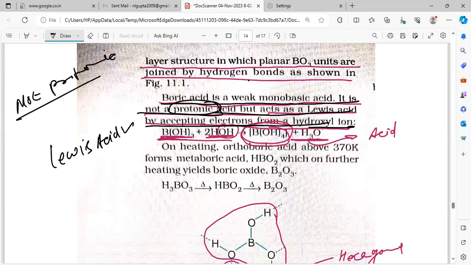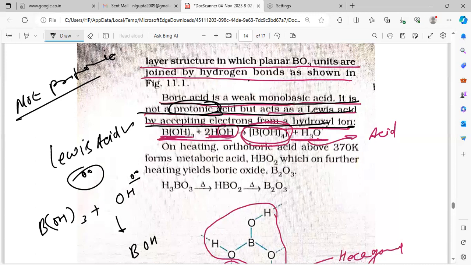Lewis acid means they accept the lone pair of electrons. It is accepting OH minus. Here B(OH)3 is there, and it is accepting this one from the water. So it is forming B(OH)4 minus with a negative charge. So it accepted the negative charge, the electron, acting as a Lewis acid.